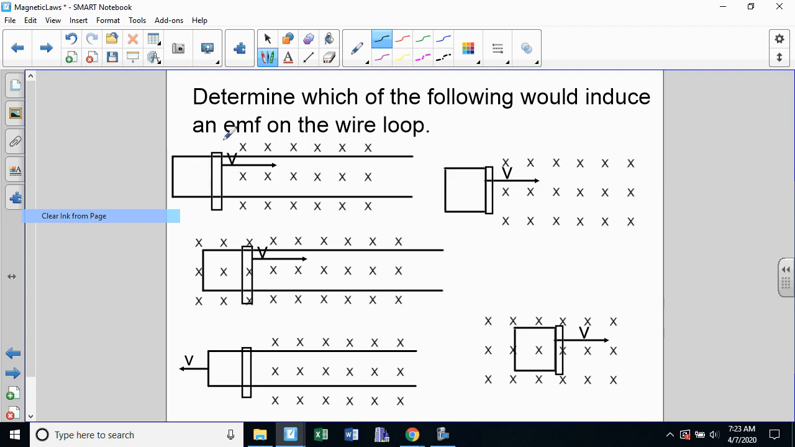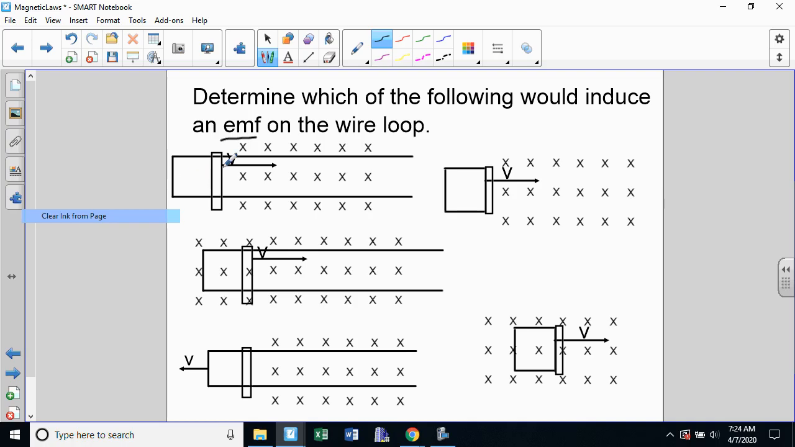So EMF meaning a voltage induced in the loop that's going to cause a current to flow in the closed loop. You'll notice that in each of the cases we have a closed loop of conducting surfaces, so if we have a voltage, we could induce current to flow. I'll explain what's happening in each of the 5, and then I'd like you to pause the video before I go through the solution and see if you can determine which of the 5 would induce an EMF in the wire loop.